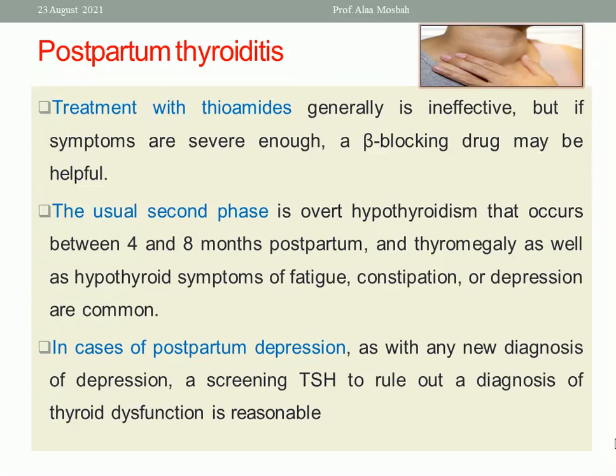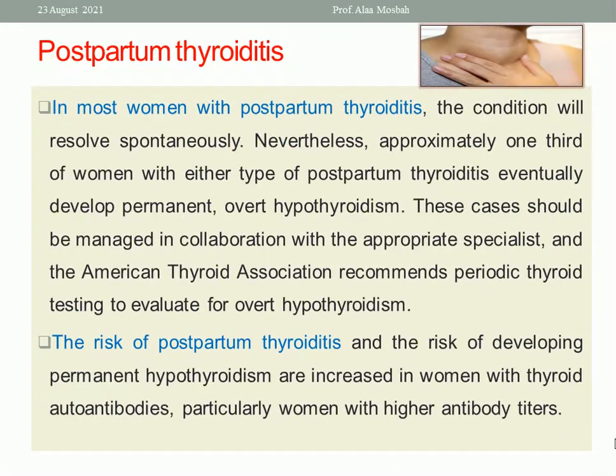Any postpartum depression, you should ask for serum TSH because this may be related to postpartum thyroiditis. In most women with postpartum thyroiditis, the condition will resolve spontaneously. Nevertheless, approximately 1/3 of women with either type of postpartum thyroiditis eventually develop permanent overt hypothyroidism. So 1/3 of women, it is important, will develop overt hypothyroidism, which is permanent. Okay, 1/3 of cases.